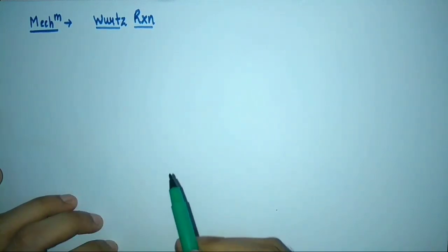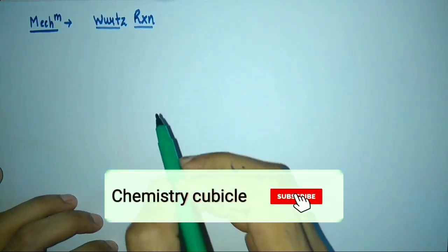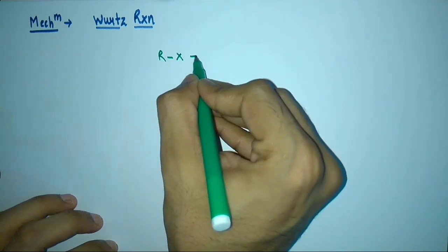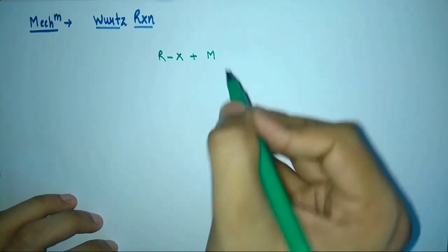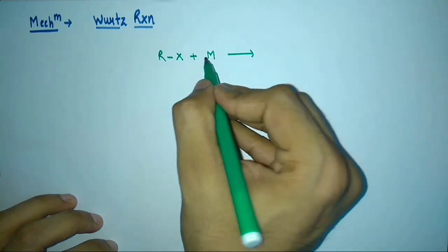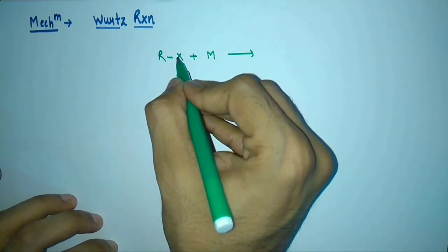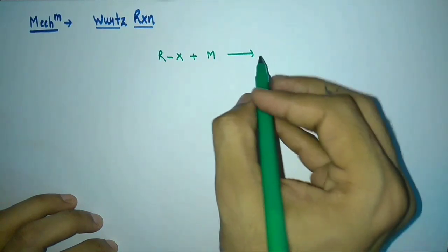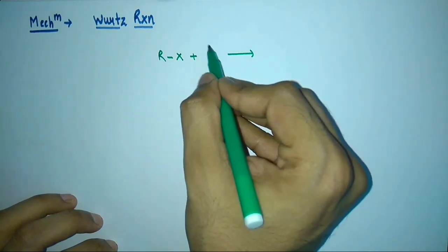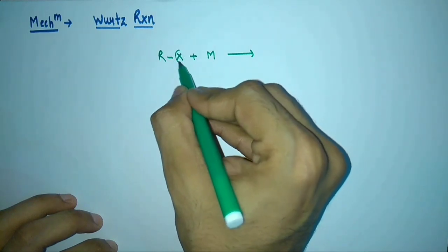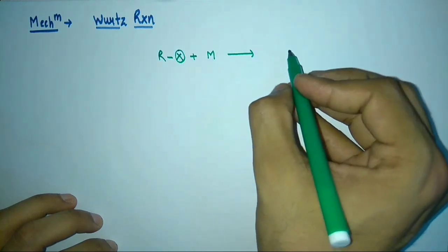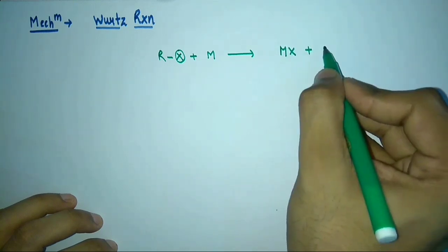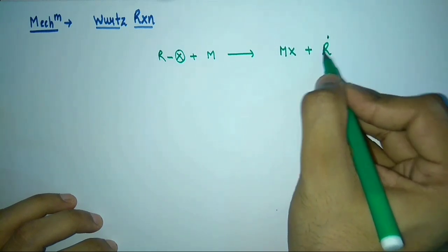Now I will explain to you the mechanism of the Wurtz reaction. This is our alkyl halide and this is our metal. This metal will transfer its 1 electron to the halogen atom to produce a metal halide, that is MX, and an alkyl radical. This will be our alkyl radical.